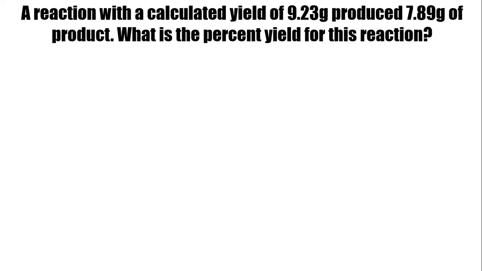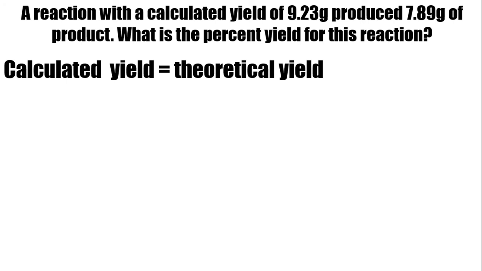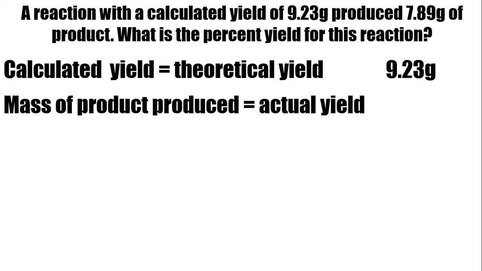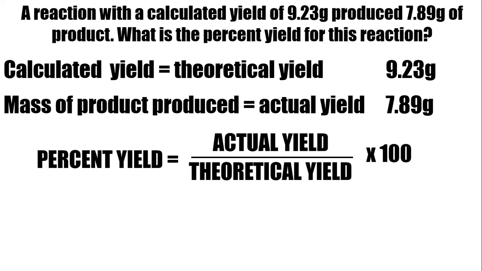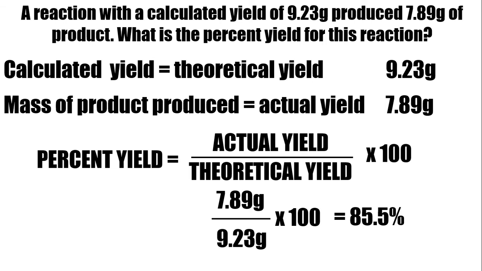So if you analyze the problem, calculated yield is your theoretical yield, okay, which is equal to 9.23 grams. Then the mass of product produced is your actual yield, which is 7.89 grams. Applying the formula and substituting the values, this will give us 7.89 grams over 9.23. That will give us 0.855 times 100. The answer will be 85.5%. That's the percent yield.